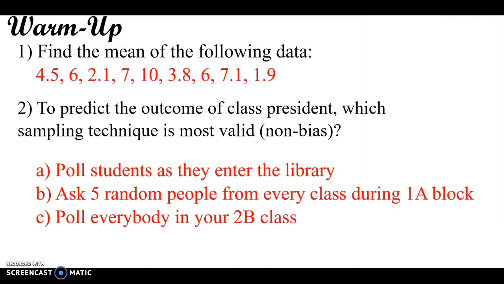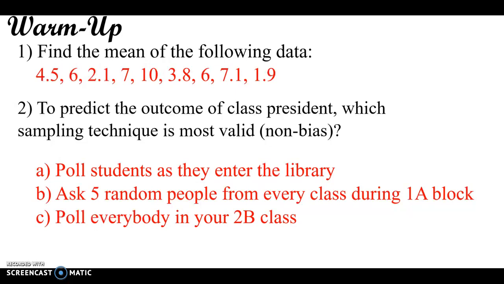Okay, and then number 2 says, to predict the outcome of class president, which sampling technique is most valid or non-biased? What does it mean to be biased towards something? If you poll only certain people. If you poll only certain people, Avery, what would you say? If you favor one side, if you make it not fair in a way, or you try to influence it, it makes it biased. So which one seems most valid, the best way?